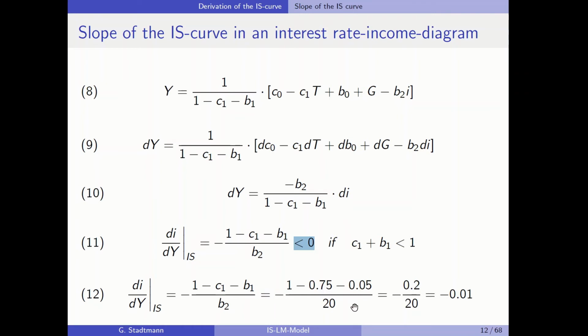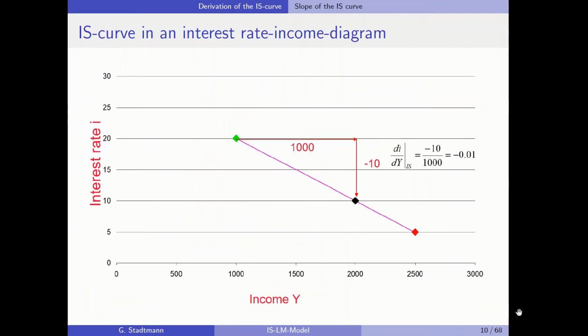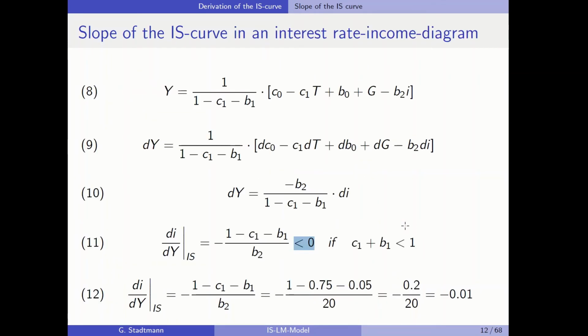How large is the slope in this numerical example? Let's plug in the values for the parameters we have, and we once more get the relationship that the slope of the IS curve is negative 0.01. Previously we derived this relationship by looking at our numerical example. In this diagram, the numerical example is displayed, and on slide number 12, we are deriving the slope of the IS curve in a formal way.